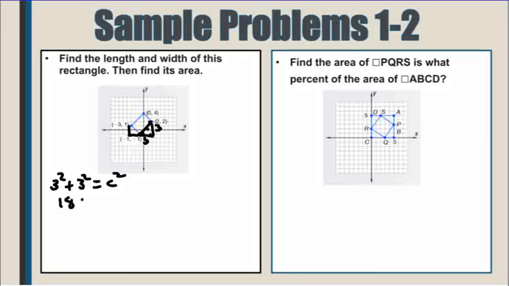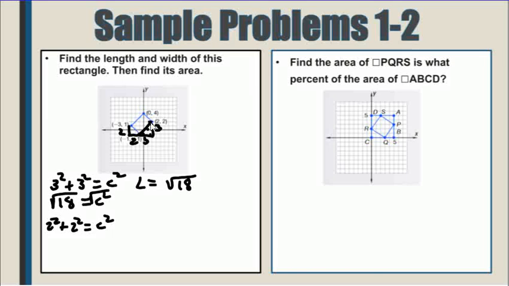This will equal 18 equals c squared. To find out what c is, you find the square root. So we would have the square root of 18 for one side, the length. So this is the length. And then the width, this is a 2 by 2. So 2 squared plus 2 squared equals c squared. So this would be 8 equals c squared. Find the square root of both sides. You get the width equaling the square root of 8.